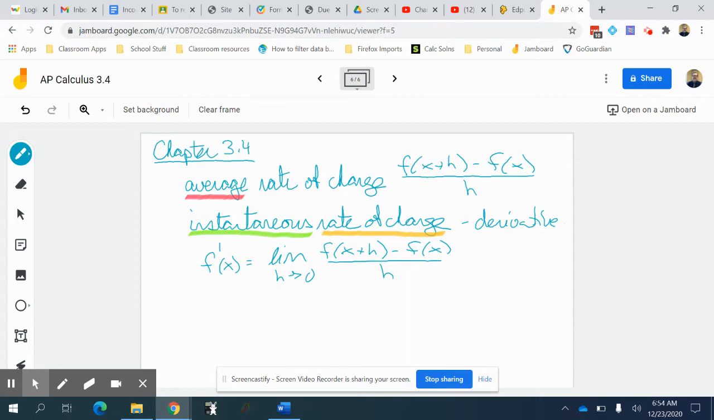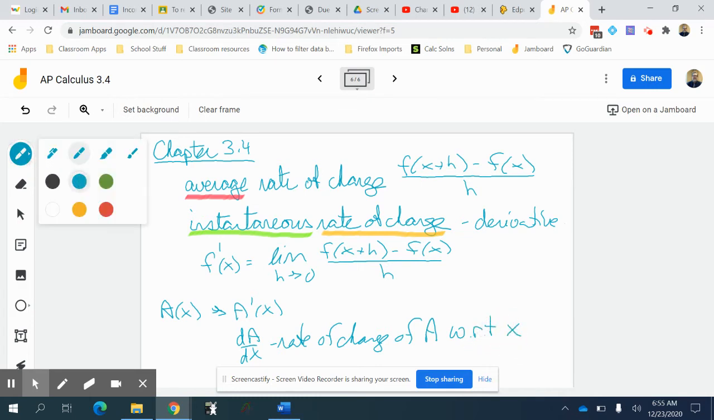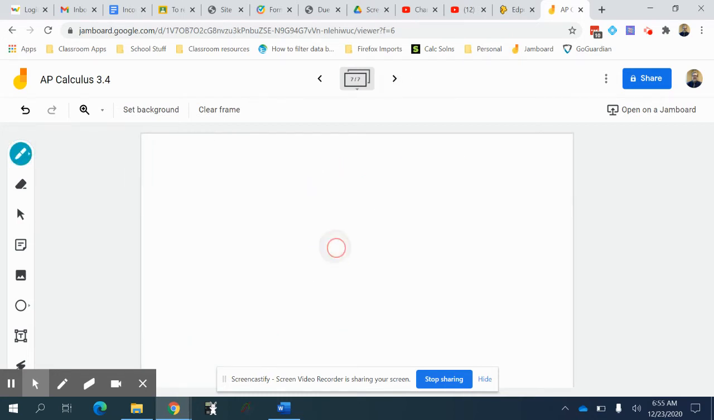So language, if you're given some function, any function A of x, then A prime of x, or dA/dx, is the rate of change of A with respect to x. And this is really important, because down the road we're going to see functions that have multiple variables, but we're interested in how they are changing in one direction. So all right, what kinds of problems might you see?